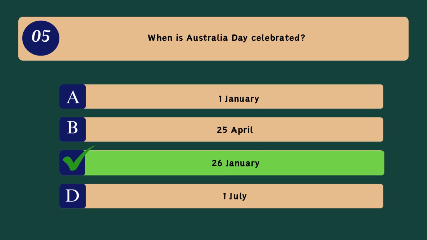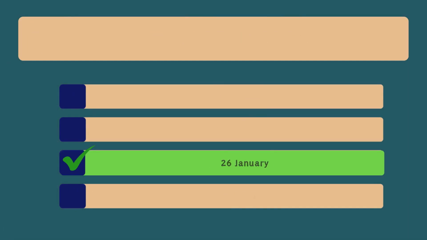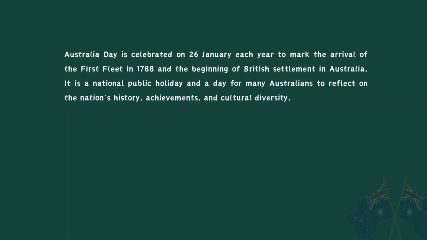Correct answer. C. 26th of January. Australia Day is celebrated on the 26th of January each year to mark the arrival of the First Fleet in 1788 and the beginning of British settlement in Australia. It is a national public holiday and a day for many Australians to reflect on the nation's history, achievements, and cultural diversity.